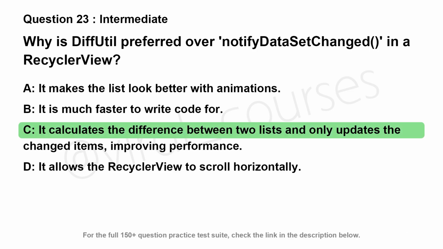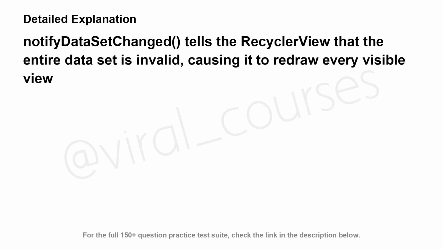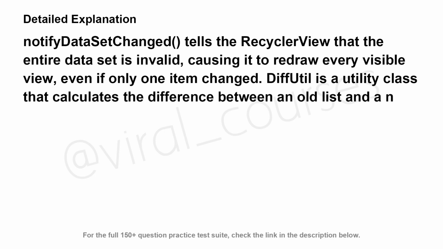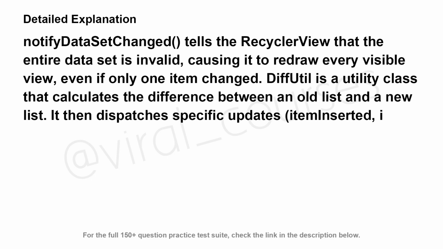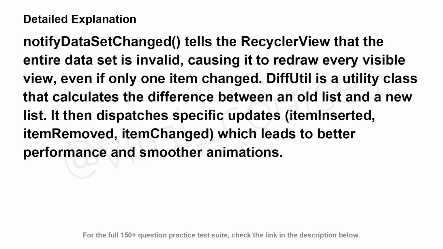The correct answer is C. notifyDataSetChanged tells the RecyclerView that the entire dataset is invalid, causing it to redraw every visible view, even if only one item changed. DiffUtil is a utility class that calculates the difference between an old list and a new list. It then dispatches specific updates: item inserted, item removed, item changed, which leads to better performance and smoother animations.